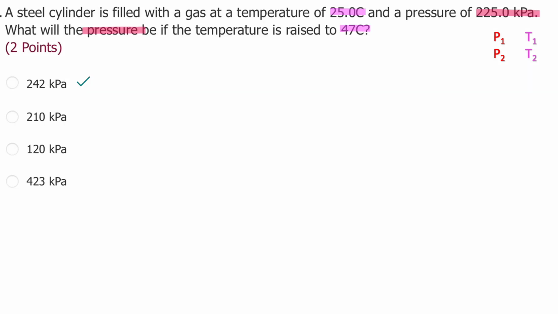A steel cylinder is filled with a gas at a temperature of 25 degrees Celsius. If we add 273 to that number, we get 298. And a pressure of 225 kPa. What will the pressure be? So we're solving for P2 if the temperature is raised to 47 degrees Celsius.